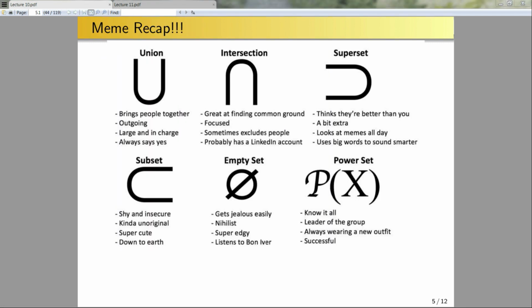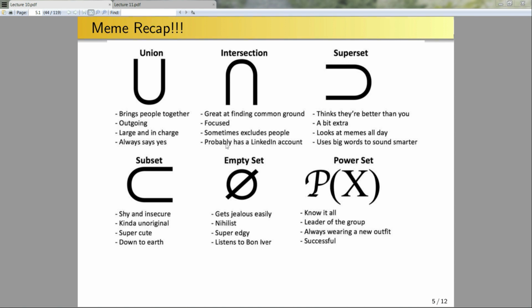So here you see the various operations and special sets that we've talked about. So let's just briefly compare and contrast what the different operators do. So the union, it brings people together, it's outgoing, he's large and in charge, and always says yes. The intersection, he's great at finding common ground, he's quite focused, he sometimes excludes people. Yeah, he probably has a LinkedIn account.